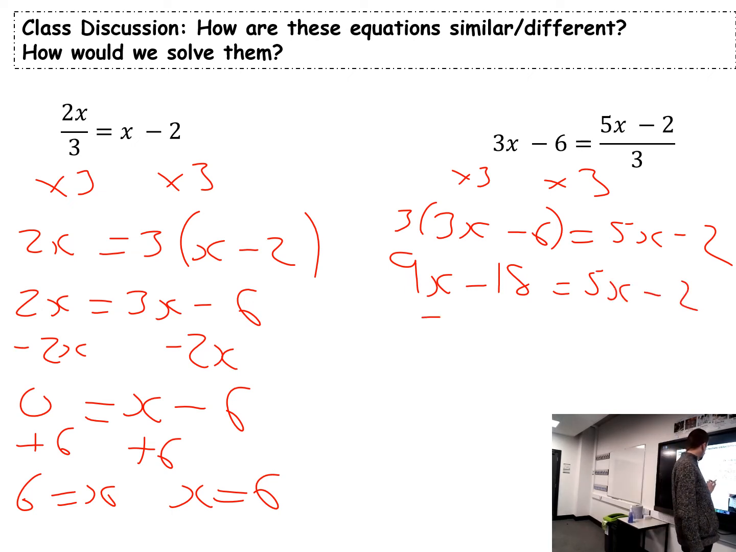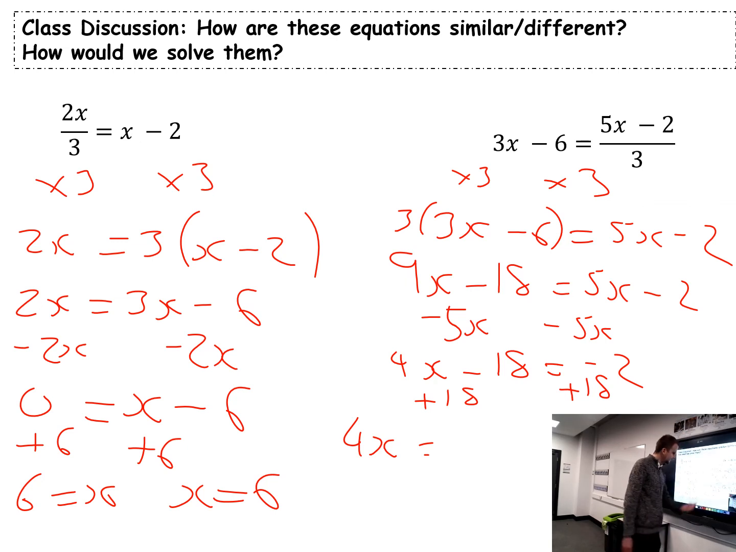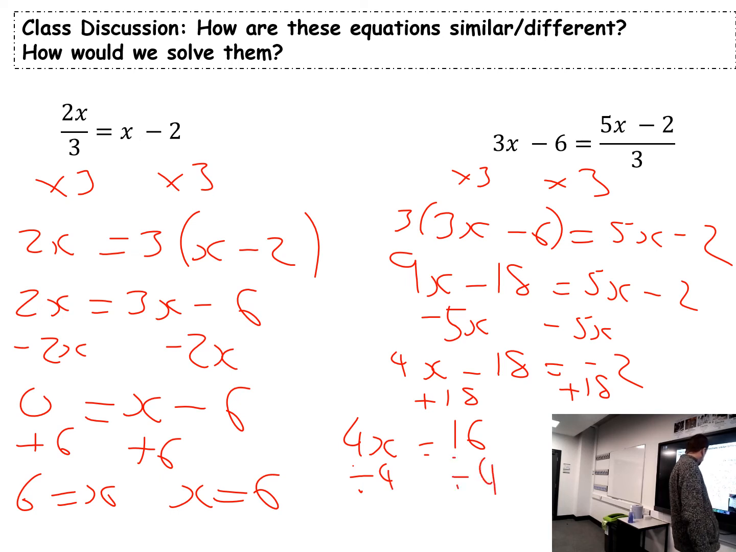Subtract 5x from both sides. So we have 4x minus 18 is equal to negative 2. Let's add 18 to both sides. So we have 4x is equal to negative 2 plus 18, which is equal to 16. And then we can divide both sides by 4, and x is equal to 4.